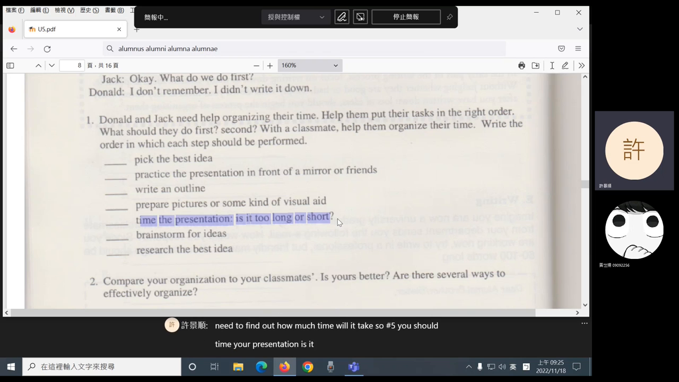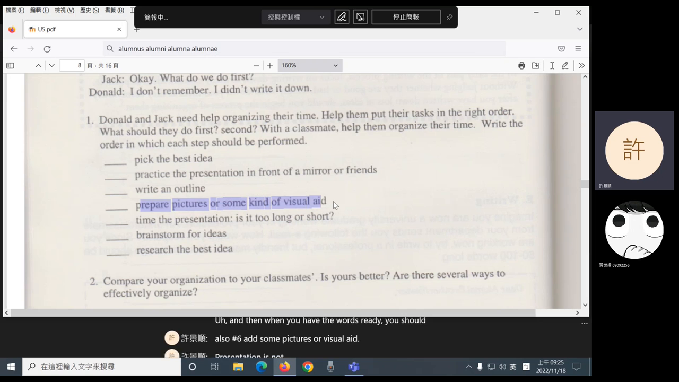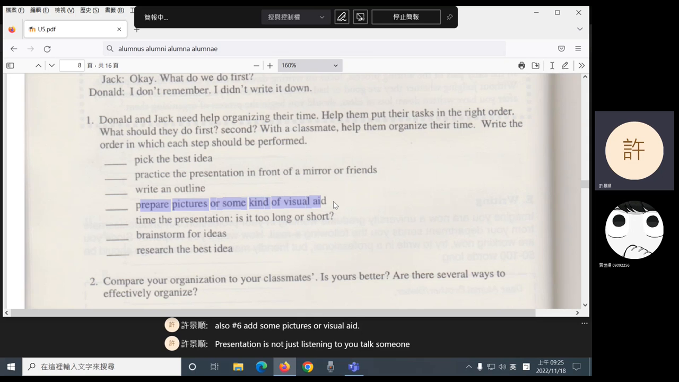Is it too long? Is it too short? Once you know how long it will take, you can adjust your material to control for time. And then when you have the words ready, you should also, number six, add some pictures or visual aids. A presentation is not just listening to you talk. The audience is also looking at you. So you should give the audience something to look at.